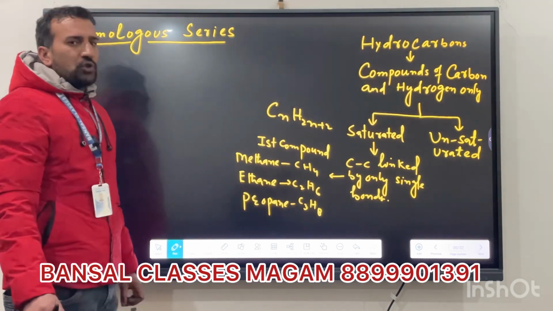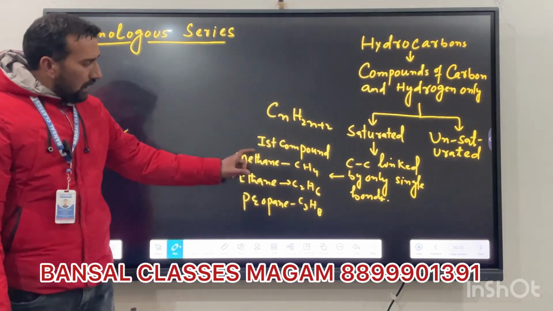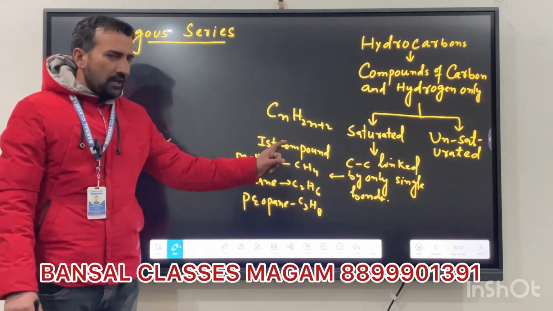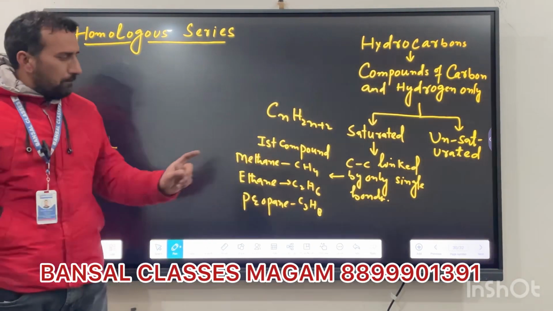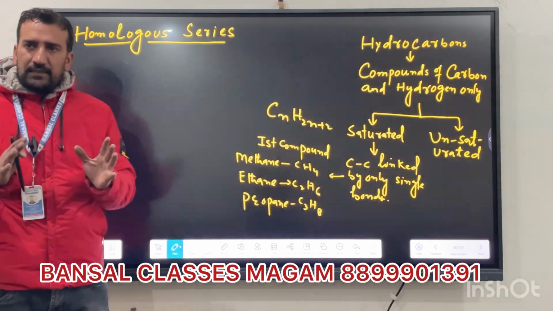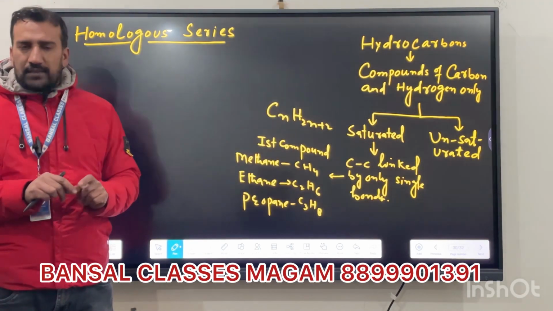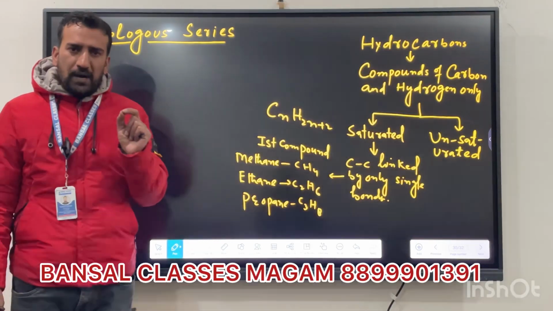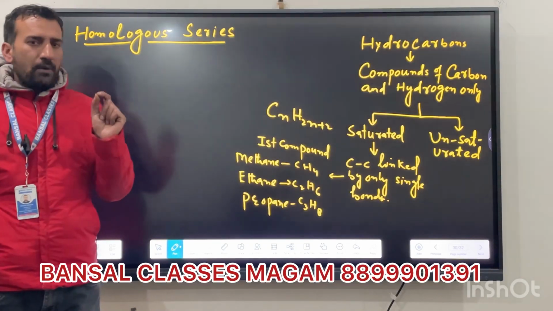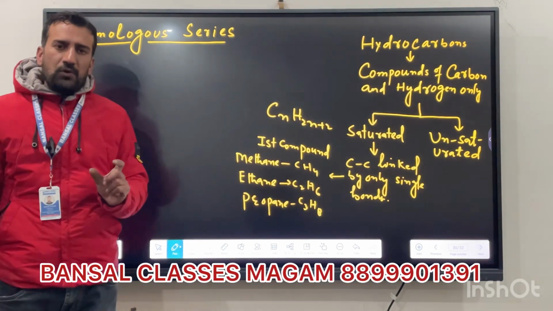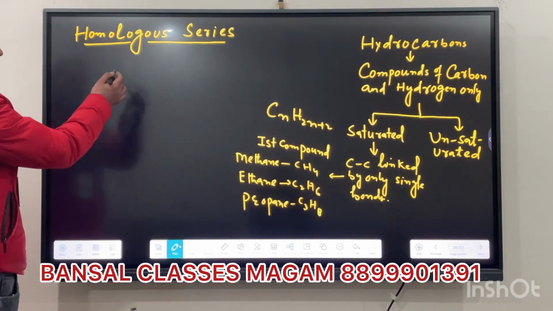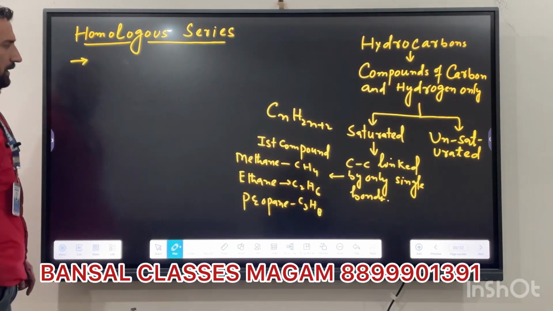All these compounds have similar chemical properties. All these compounds are separated by a difference of CH2 group. All these compounds have a molecular mass difference of 14 units. That means they form a group. That group is called a series, and that series is called homologous series. That means homologous series is a group of organic compounds which have similar structures and similar chemical properties, in which successive compounds differ by CH2 group. That is how we can write the definition of homologous series.